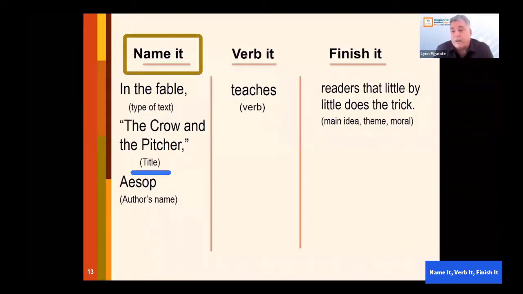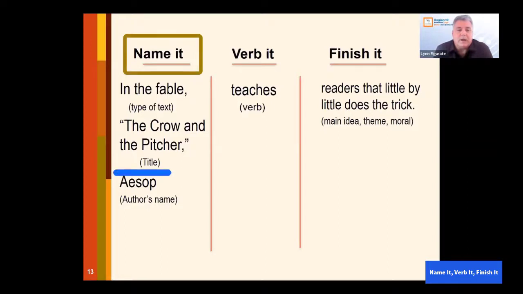Then we have the title of that piece. Here you can see the fable is called The Crow and the Pitcher, and then the author is Aesop.